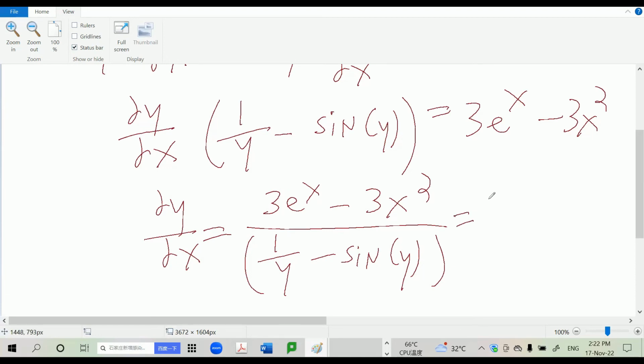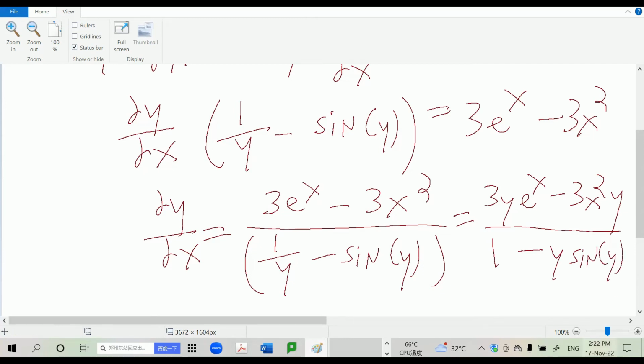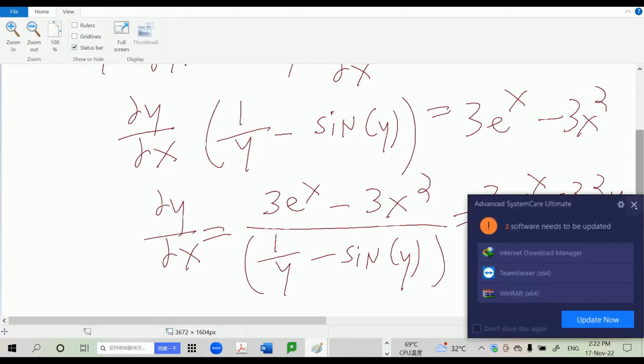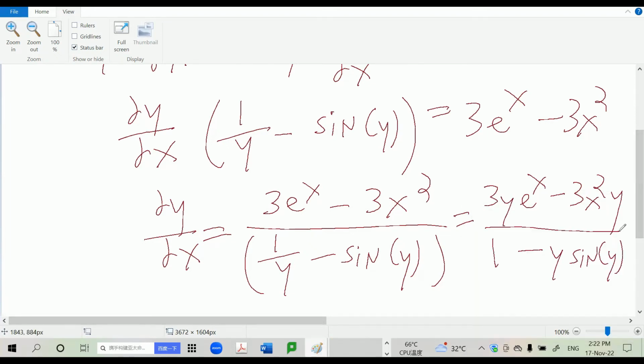So that would be changed then to 3y e to the x minus 3x squared times y. Everything is times y in the numerator. And then do the same thing at the denominator. So if I took y times this, it would just be y divided by y. That would simply just be 1. And then this y would just be multiplied in front of that. That would be y sine of y. And that is your final derivative of this after we finish our implicit differentiation, okay?